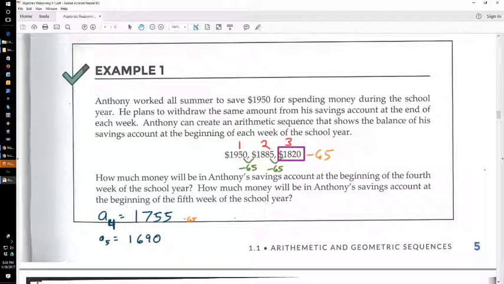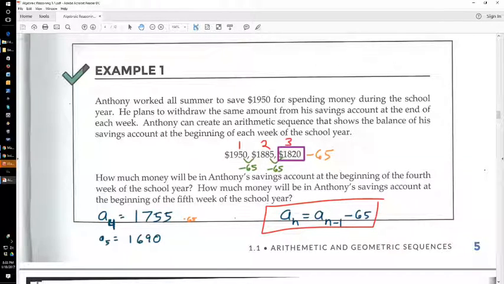Now, I know this one doesn't tell you to do it, but let's create a rule. A rule is simply just another way of saying equation. The rule, remember, for arithmetic, you just look on the page to the left, is a sub n equals a sub n minus 1, so that basically means whichever one I want, I take the one before it, and in this instance, we are subtracting 65. So this is the rule. This is the equation that will take me from one step to the next. Alright?